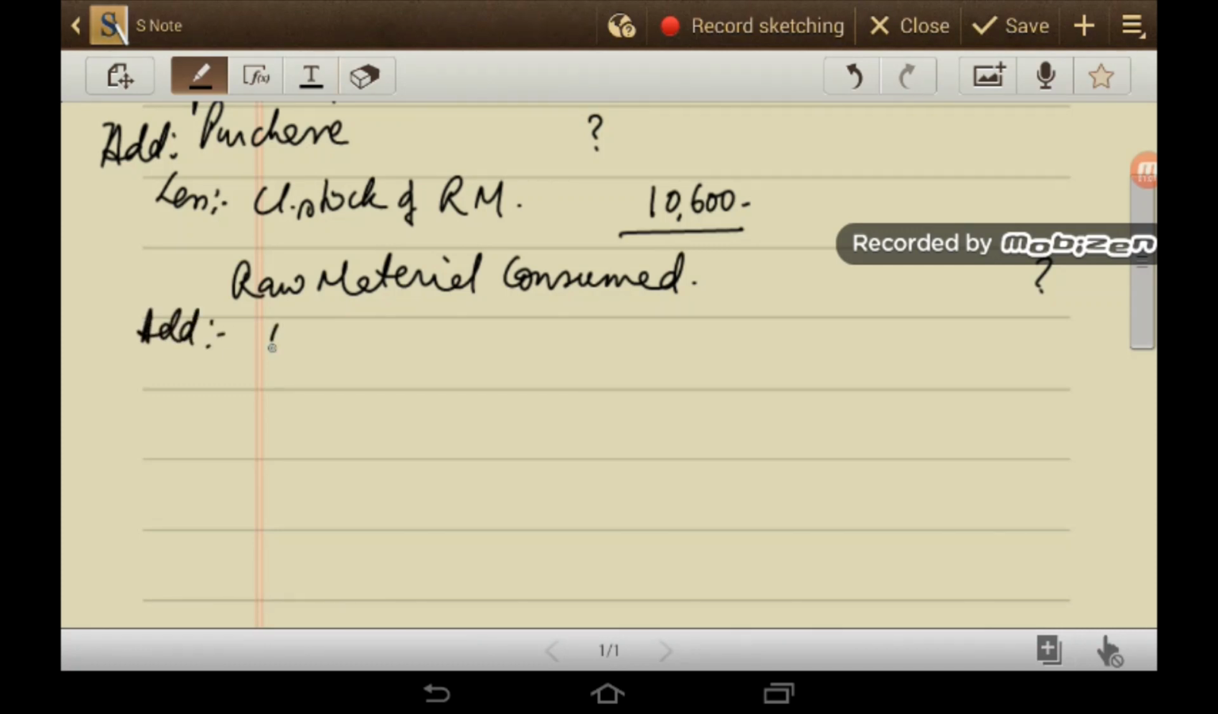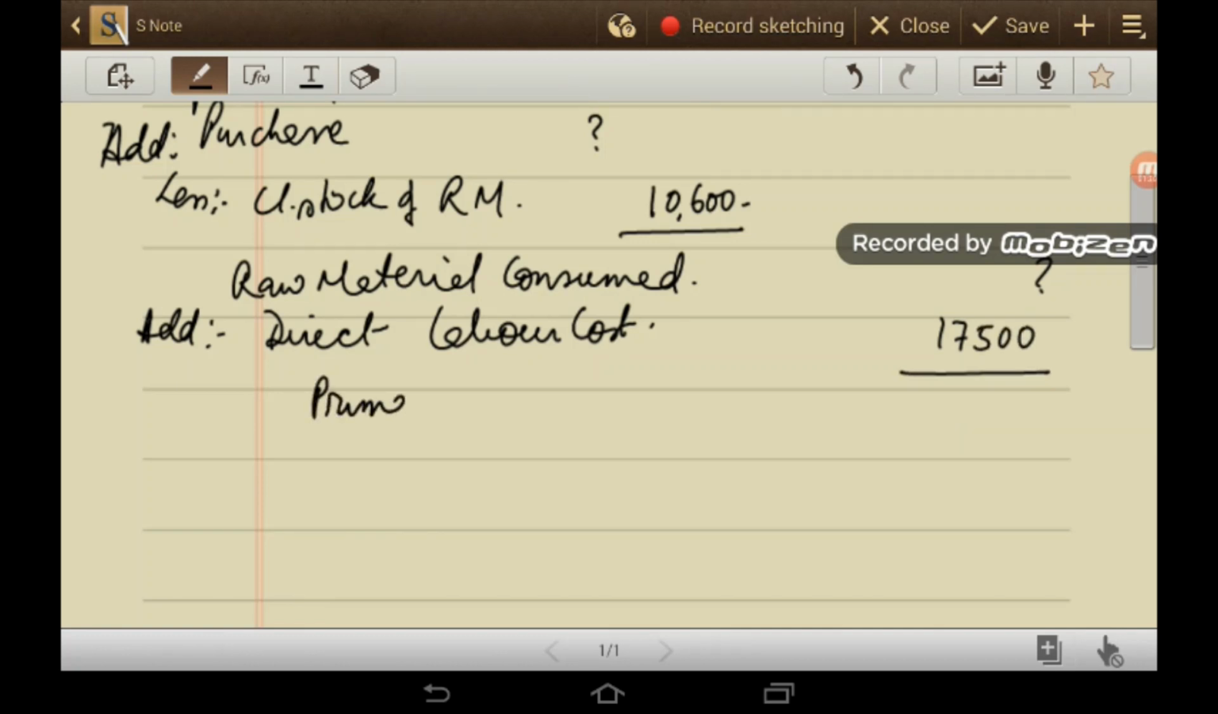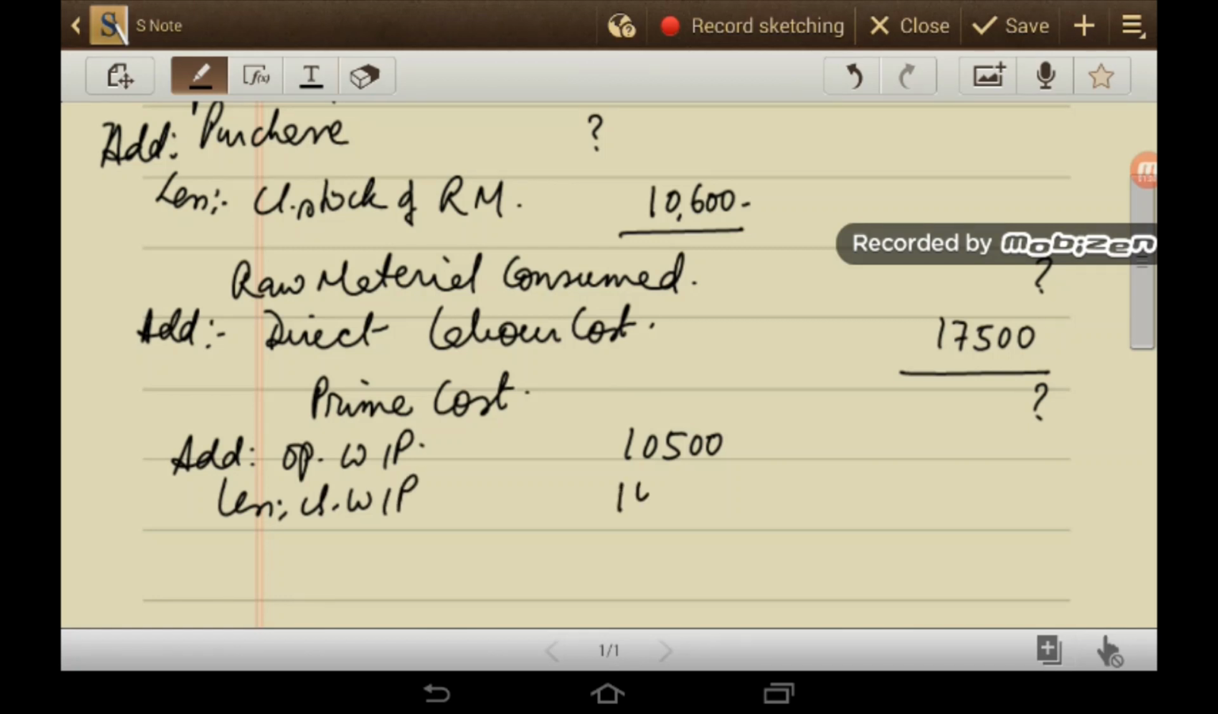Add direct labor cost. This is given as 17,500. So we will get prime cost. This is also a missing figure here. Add opening WIP. So this is 10,500. Less closing WIP 14,500. So this is negative or minus 4,000.